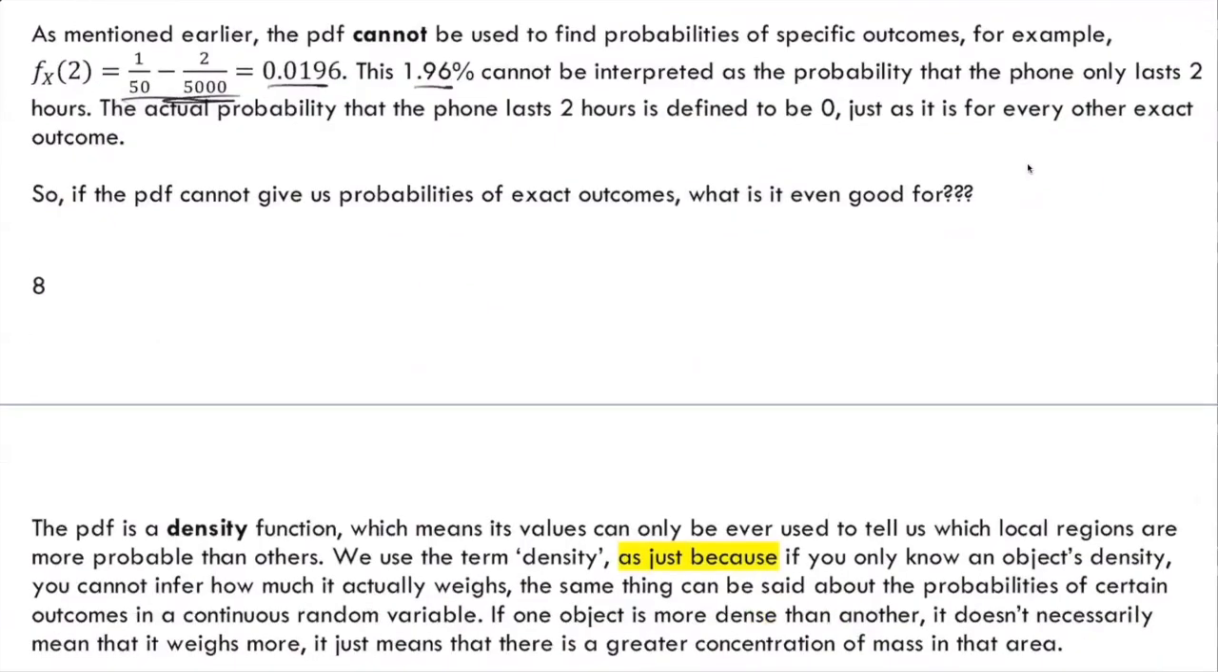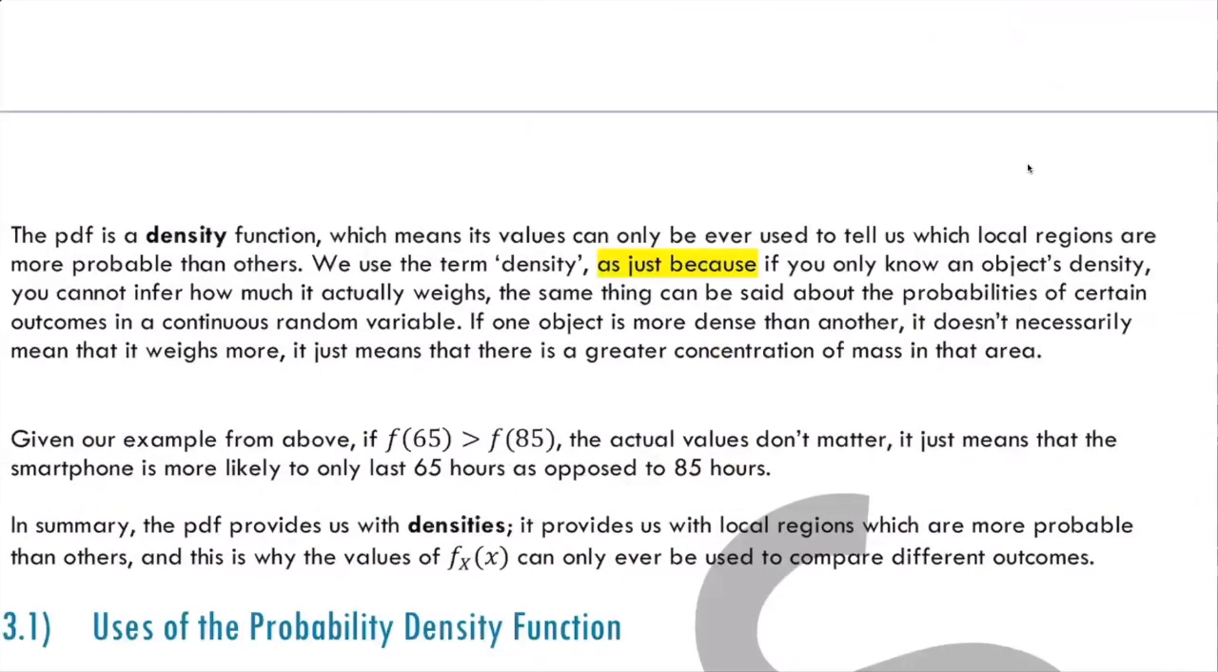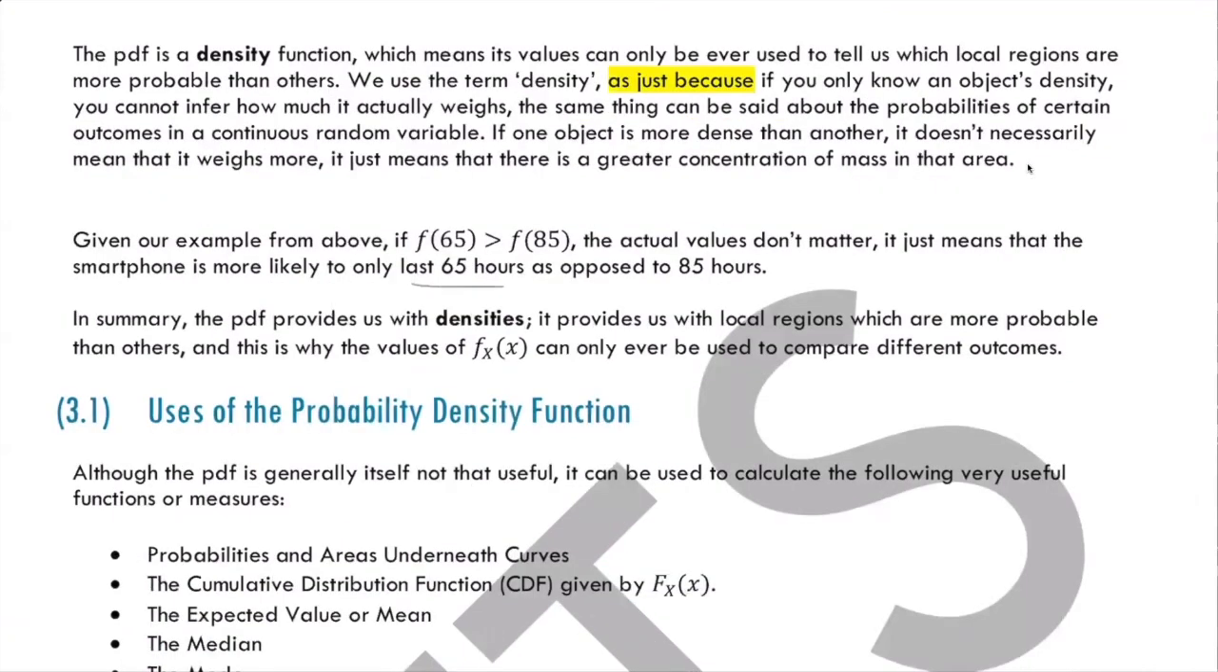So if the PDF cannot give us probabilities of exact outcomes, what is it even good for? I just spoke about the comparison part. In our example, f of 65 is greater than f of 85. The actual value doesn't matter. It just means it's more likely to last 65 hours than it is to last 85 hours. You can also look at the plot and get a trend about where it's more likely to be just by looking at where the y values are higher and lower. But again, the y values mean nothing other than for comparison.